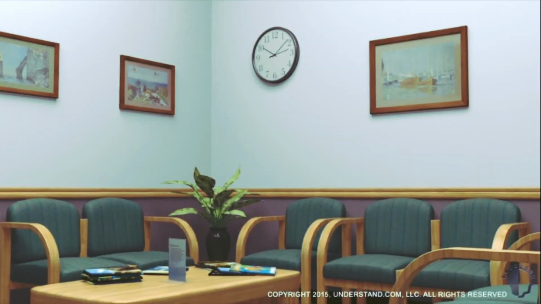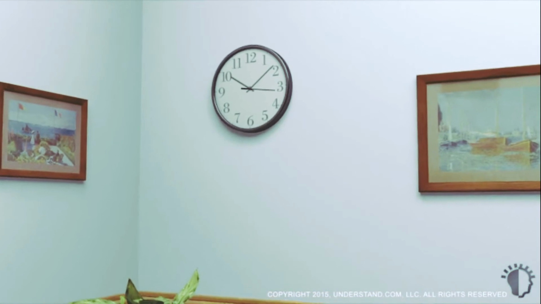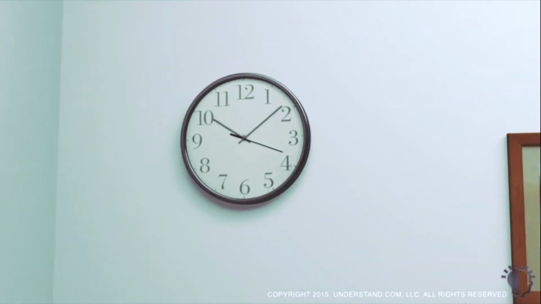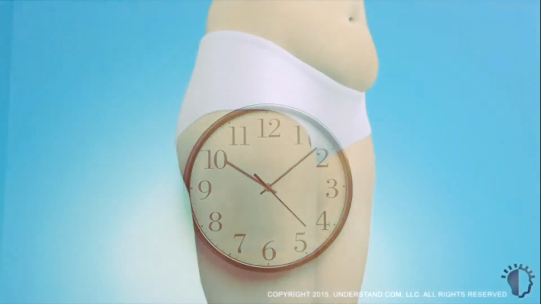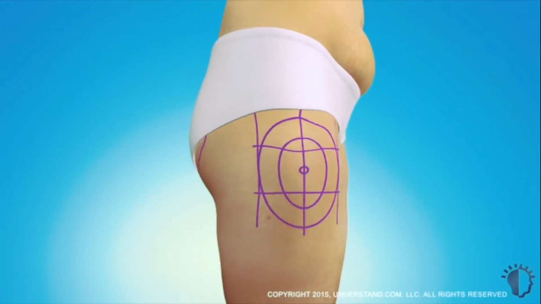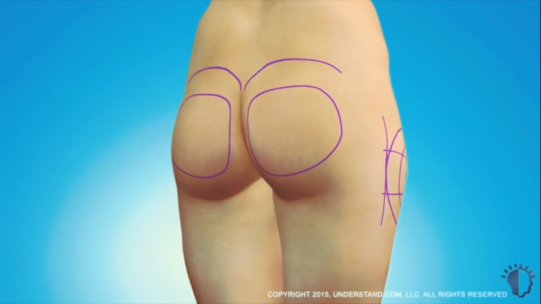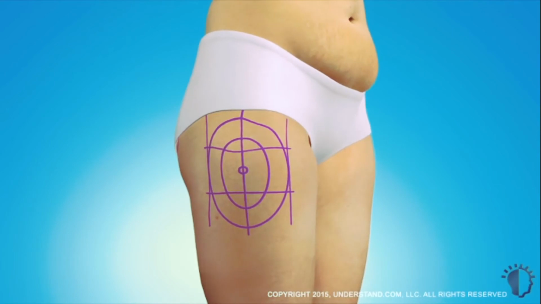A buttock augmentation by fat transfer may last approximately 1 to 4 hours, depending on the complexity of the procedure and whether an additional procedure is performed at the same time. Your surgeon will carefully mark the areas where fat will be removed and the areas where fat will be injected. These markings will be used as guidelines during the procedure.